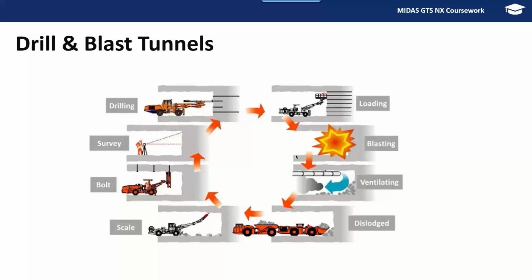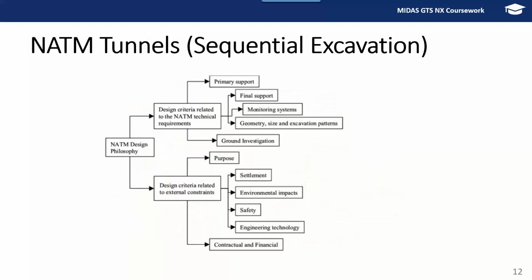So post blasting, you can see the ventilation, the mucking, and the scaling. These are what actually slow down the process of construction. So these are very critical stages or constraints present in the DNB method. They are also present in the NATM method. So these issues are eliminated by the TBM method.